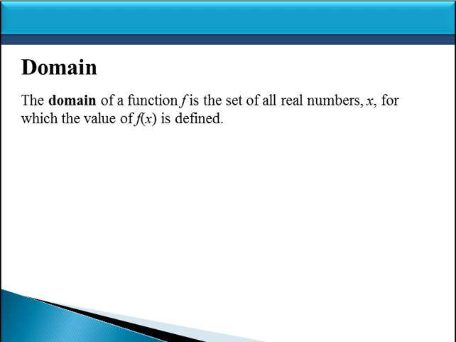Okay, now let's talk about the domain. We're going to look at the domain of a square root function. And so first let's review what domain is. The domain of a function f is the set of all real numbers x for which the value of f of x is defined. So in other words, it's the collection of all numbers that you could plug into the function and simplify it to a real number.